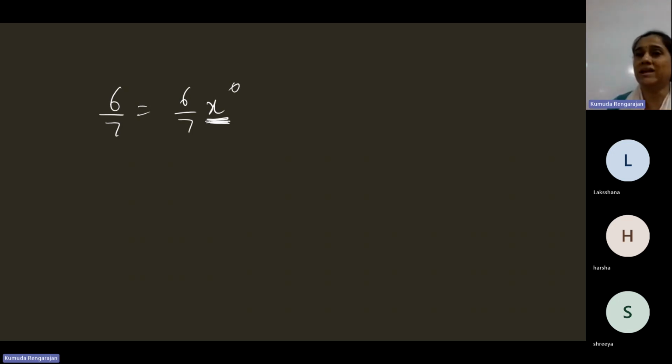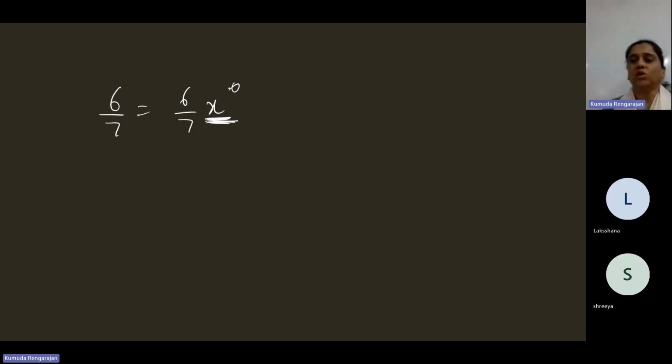A constant polynomial has no zeros, because whatever value you give for x, to the power 0 is 1, and 1 into 6 by 7 is 6 by 7 itself. You will get the same constant. You cannot get 0. For no value of x can you get 0. So for no value of this variable can this one become 0. A constant polynomial, because it's a fixed value, has no zeros.